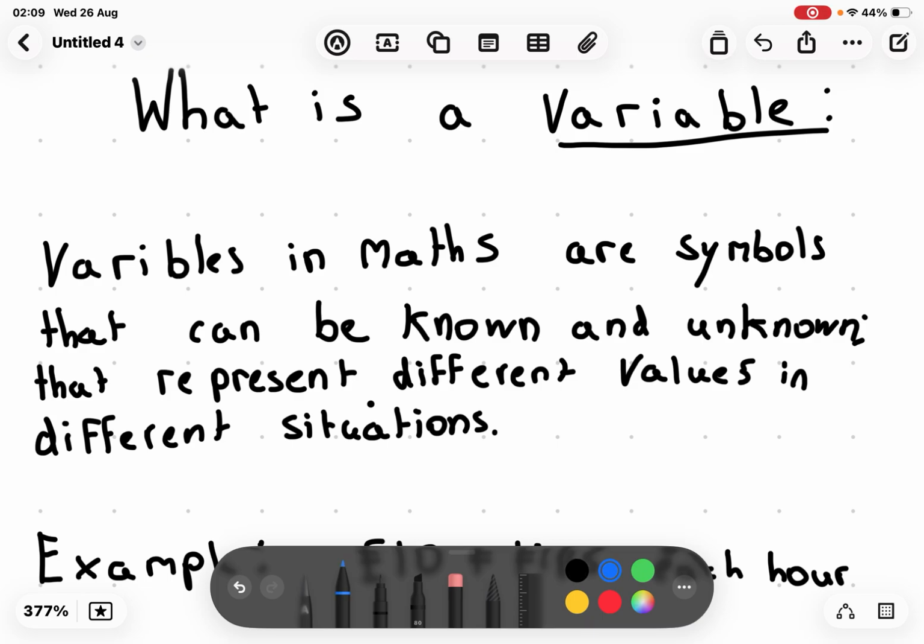So basically, variables in maths are symbols that can be known or unknown, and they represent different values in different situations. For example, it's basically an equation. Let's say a can be a variable, and it is usually represented like this.